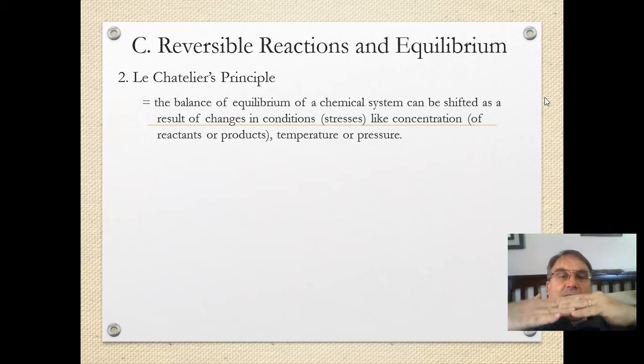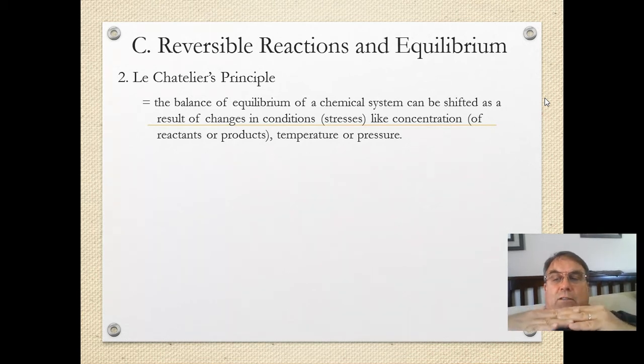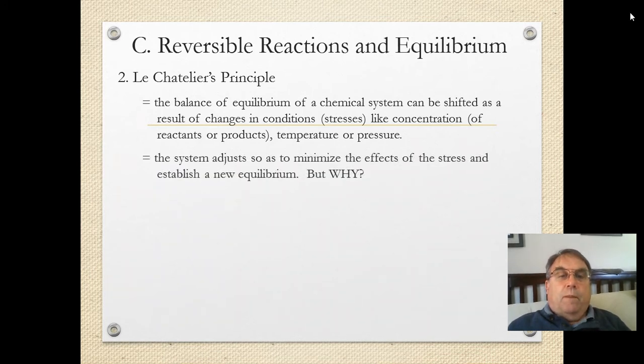So Le Chatelier's principle states that if you have a system that's in equilibrium, you can shift that system. You can change the equilibrium as a result of various stresses by changing things like concentration, temperature, and pressure. Okay, so when an equilibrium is stressed, the system will adjust to minimize the effects of the stress and establish a new equilibrium where the proportions of reactants and products will be the same, but the amounts of reactants and products will be different.